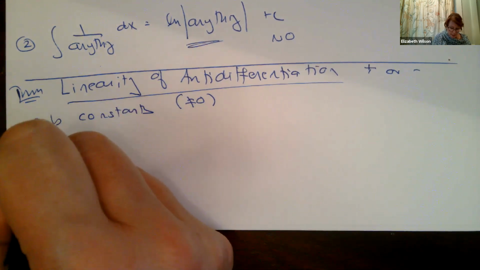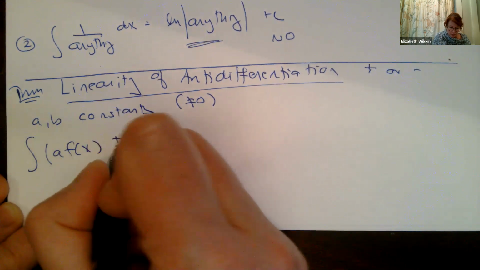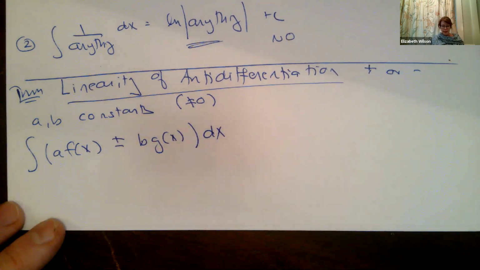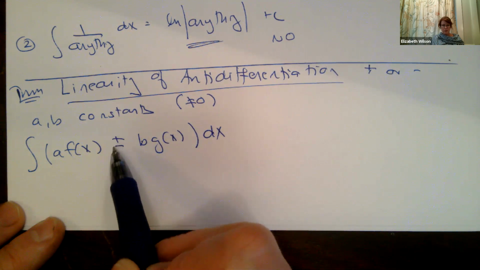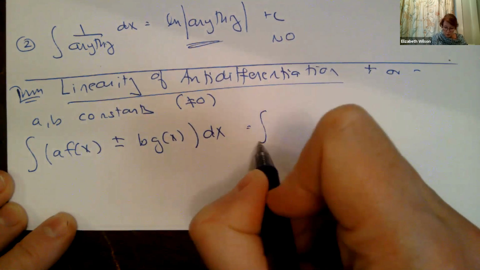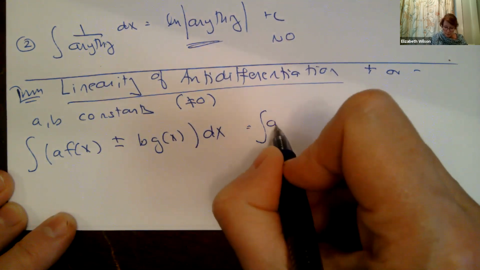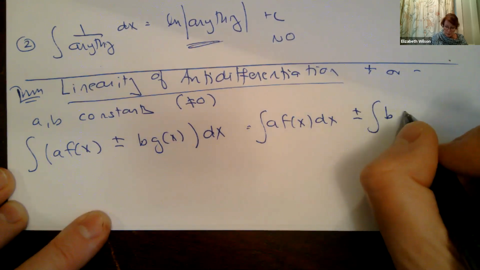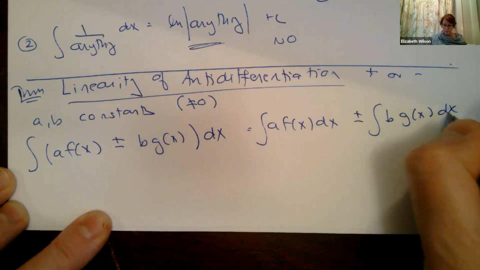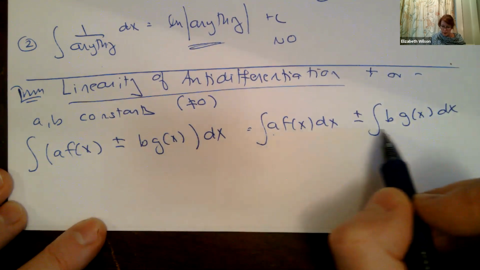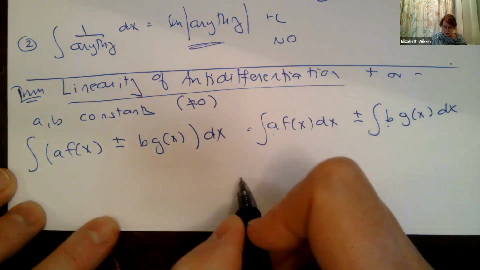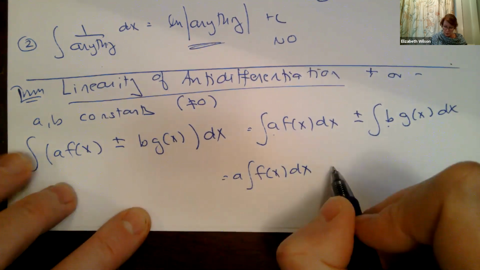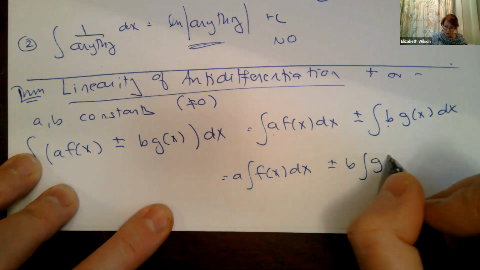So I've got the integral of a times f of x plus or minus b times g of x dx. And I want to integrate that. Plus or minus means I can do linearity. So I'm going to distribute my integral and my dx: the integral of a times f of x dx plus or minus the integral of b times g of x dx. Now I can take these constant terms and bring them through my integral: a times the integral of f of x dx plus or minus b times the integral of g of x dx.